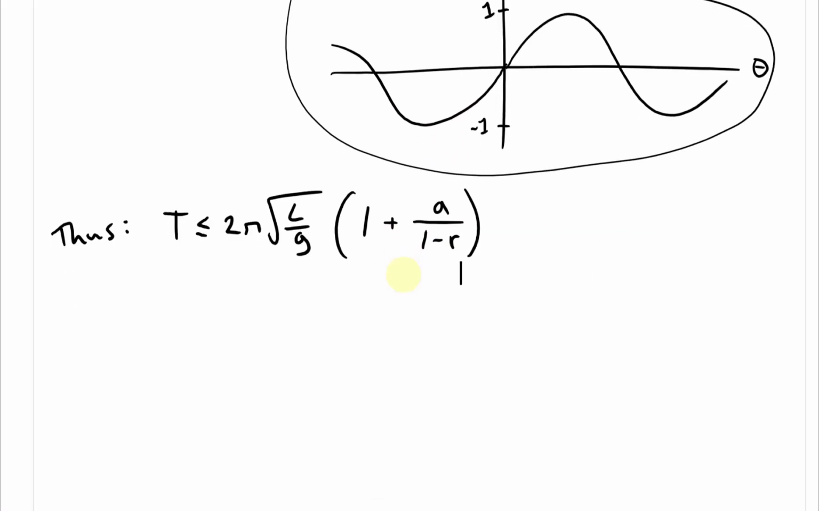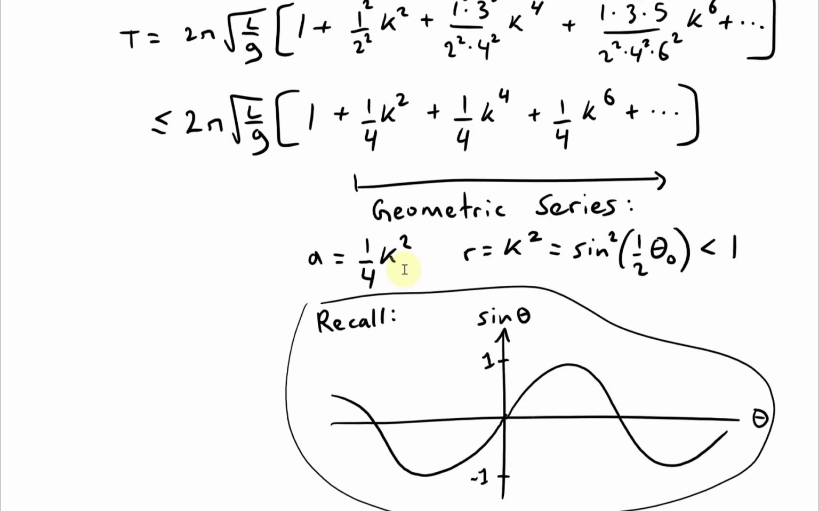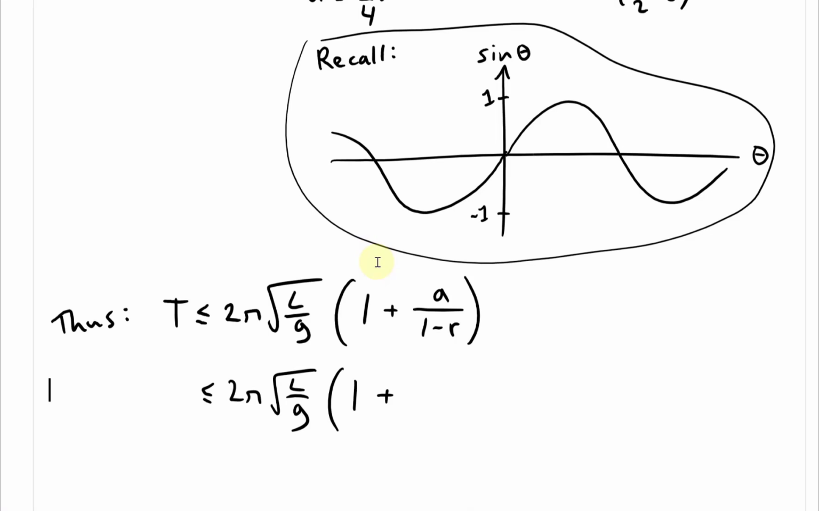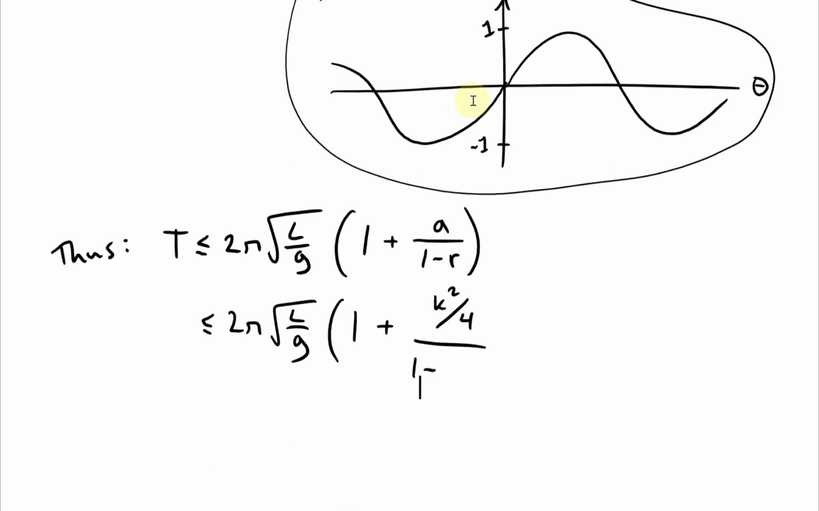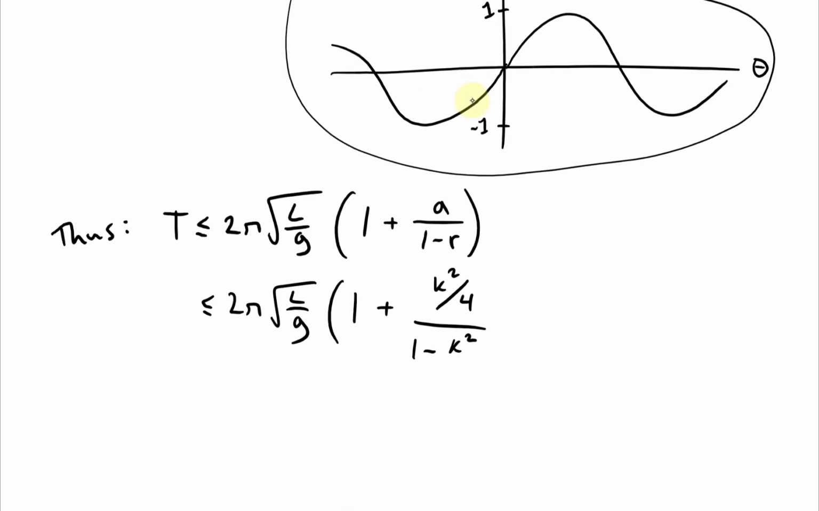So now let's start replacing it with our values. So this is going to be less than or equal to 2 pi square root L over G, times 1 plus a, which is our 1 over 4 k squared. I'll just write it as k squared over 4, and then divide this by 1 minus r, and r is just k squared. Now we just simplify it further to get it like the question wanted us.